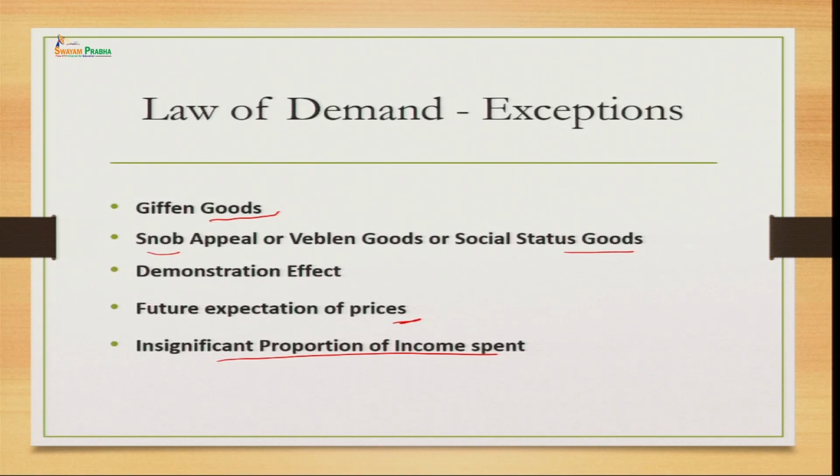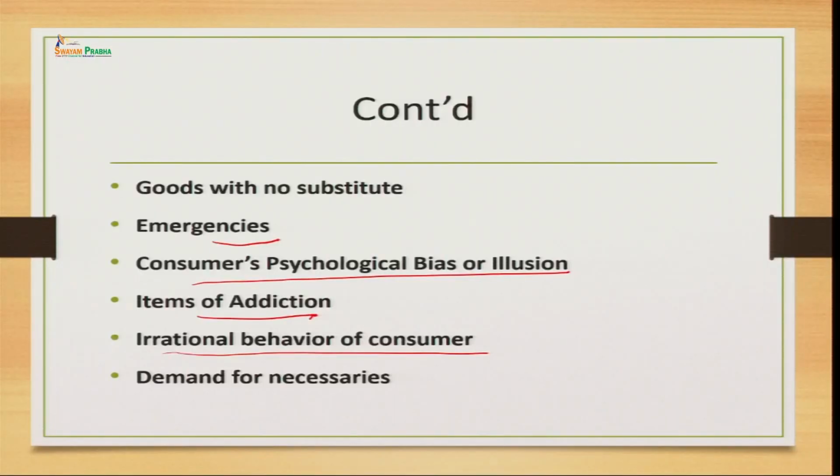Items on which you are spending a very insignificant proportion of your income will not impact you much. So, demand for those commodities will not be affected, right. Even if their price increases, you might demand the same quantity, or you can demand more of that. Goods without substitutes, where you are not left with any choices, again the law of demand will not work. In case of emergencies, the law of demand will not work.